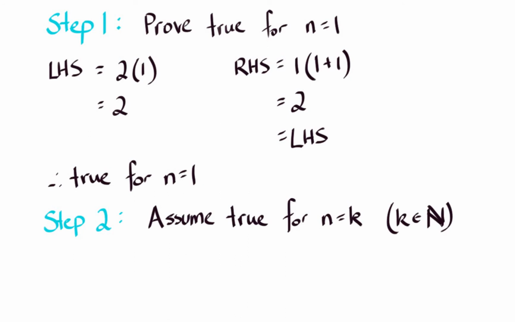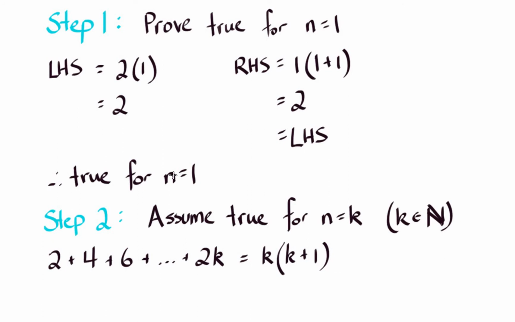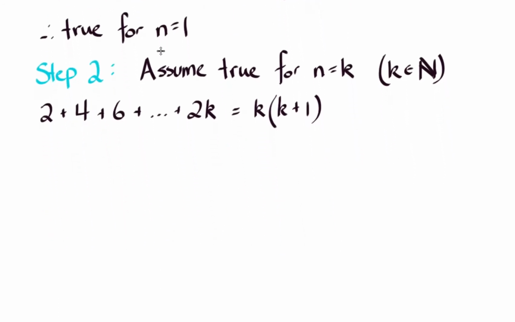In step 2, we assume true for n equals k. So we take the original question, right, so that series on the left hand side, but we only go to the kth value. So we replace n with k. And the right hand side, likewise, instead of n outside of n plus 1, we've now got k outside of k plus 1. So that's step 2 done. And now on to the crux of the process.